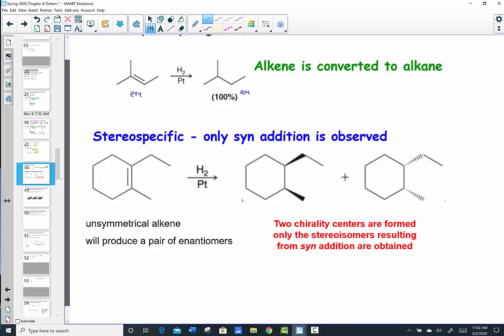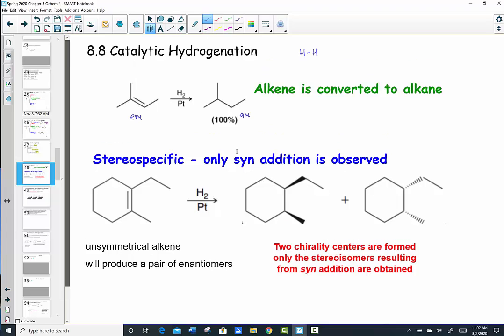It will be stereospecific, being syn addition only, which we now understand is it will both be wedges or they'll both be dashes. And that's interesting because remember, we're adding hydrogen, so it's actually the hydrogens that went on as both dashes or the hydrogens went on as both wedges, but we don't draw the hydrogens, do we? So very stereospecific for only syn addition. We'll understand why when we look at the mechanism.